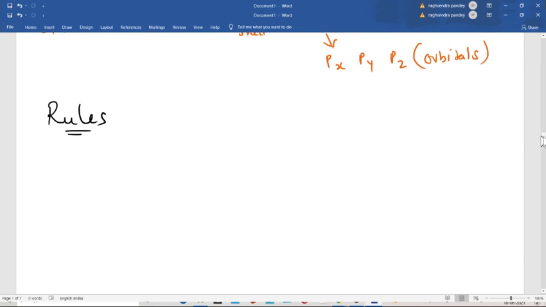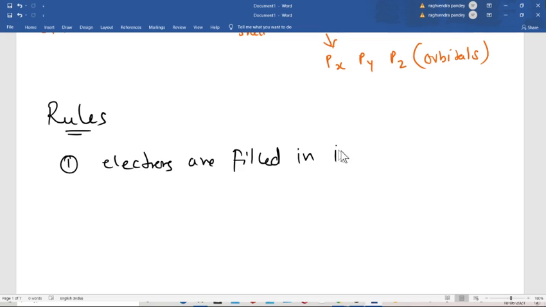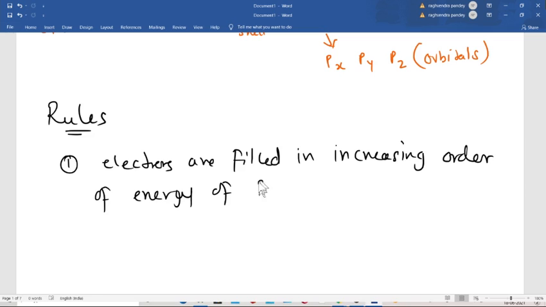The rules are easy. Electrons are filled, not orbitals, I should write electrons. Electrons are filled in increasing order of energy of subshell.